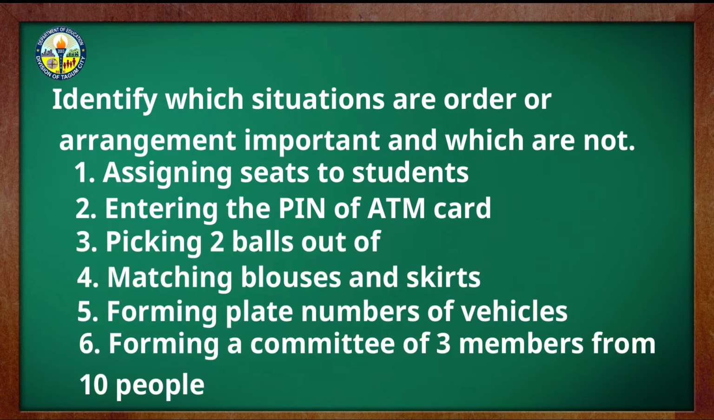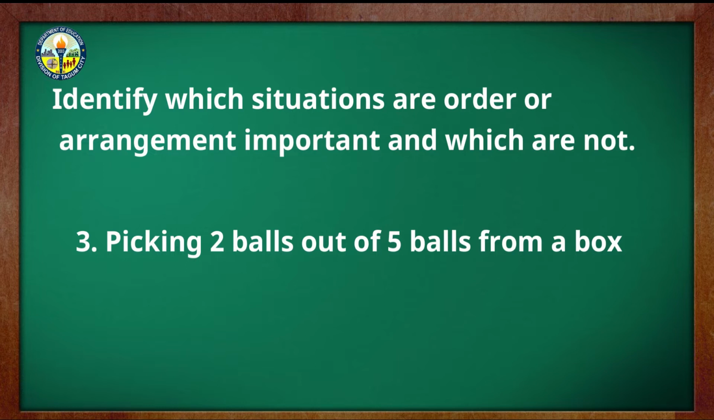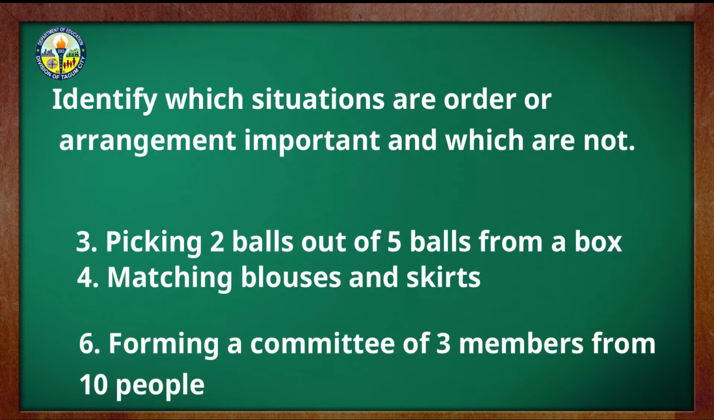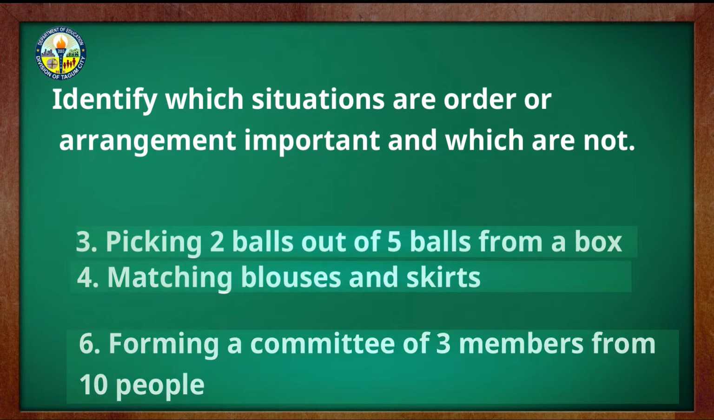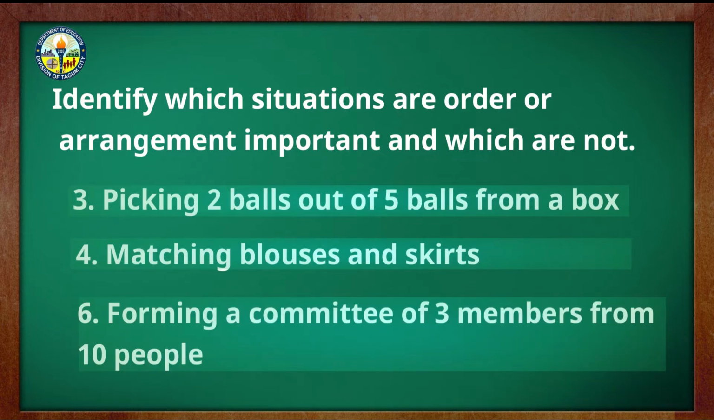How about situations 3, 4, and 6? These are activities in which order or arrangements are not necessary, and these 3 situations, namely, picking 2 balls out of 5 balls from a box, matching blouses and skirts, and forming a committee of 3 members from 10 people are examples of combinations. So, what is a combination?